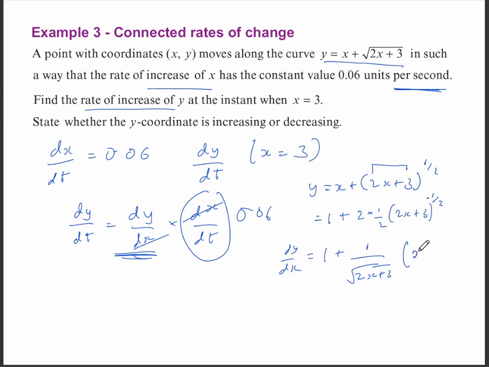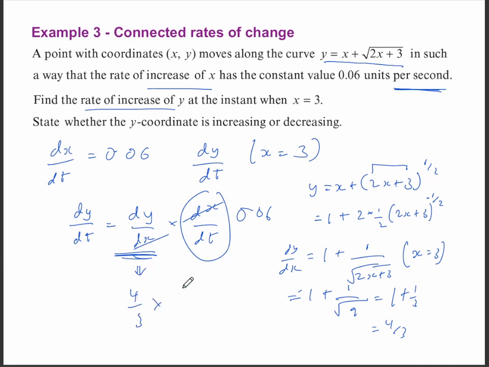When x is equal to 3, that is going to be 1 plus 1 over the square root of 2 times 3, which is 6, plus 3, which is 9, which gives us 1 plus 1 over 3, which just gives us 4 over 3. So the value of my dy over dx when x equals 3 is 4 over 3.